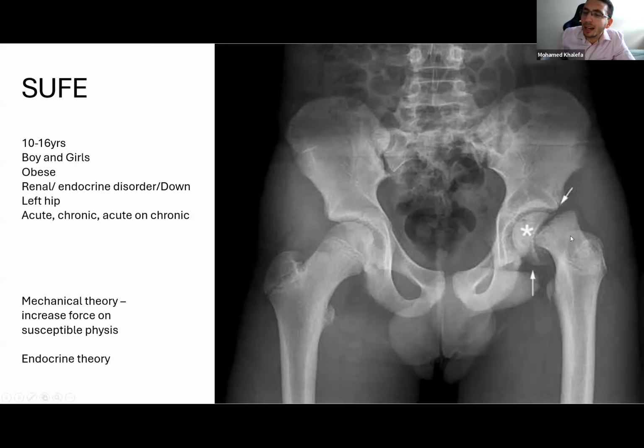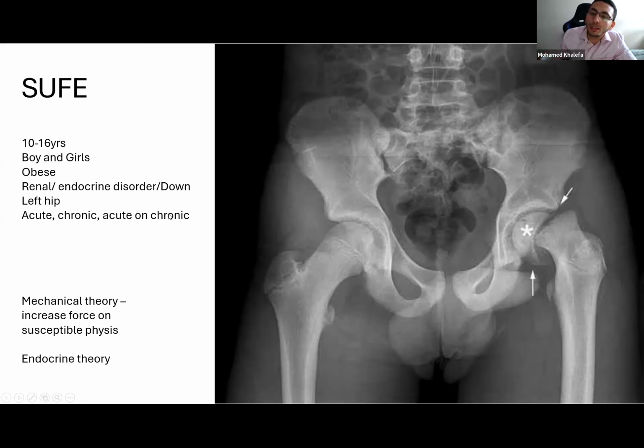It might be less subtle than that. So it might be a small slip. This is a massive slip, but it might sometimes be a small slip. Again, this is the opposite. It comes in boys and girls, bigger in weight, so they are obese, and they are older, teenage, adolescent. They may have renal or endocrine disorder, Down syndrome. For some reason, it happens more in the left hip, and it can be acute, chronic, or acute on chronic.